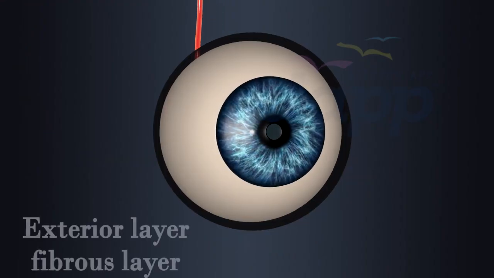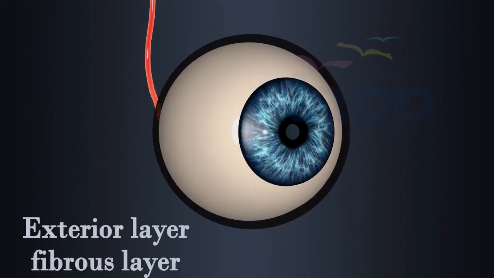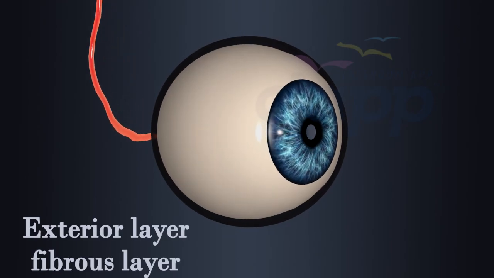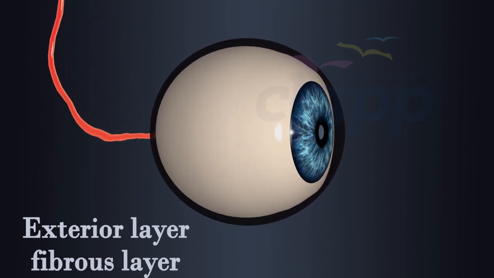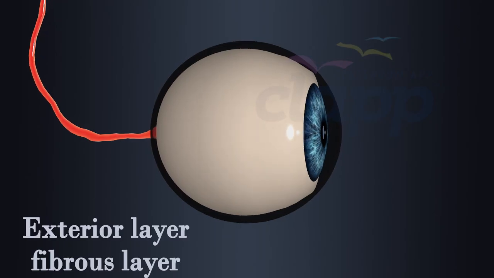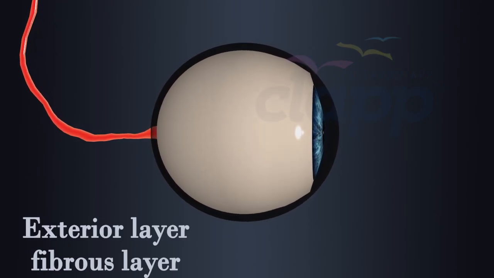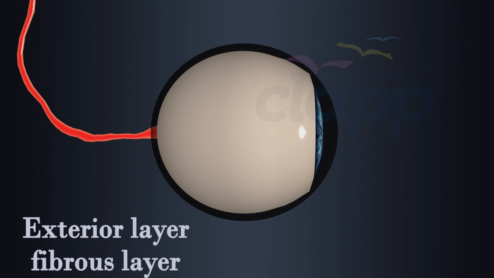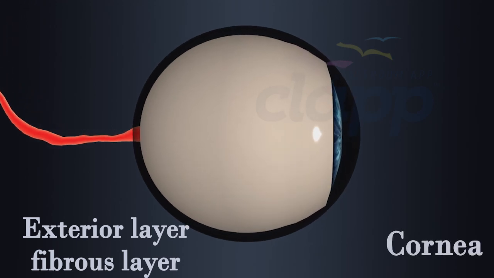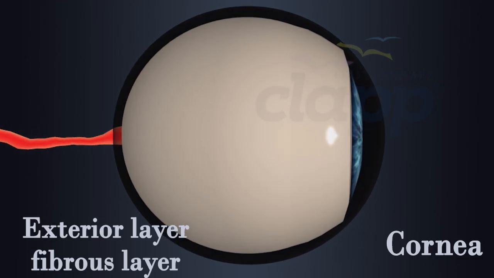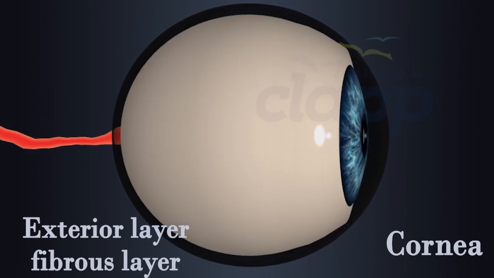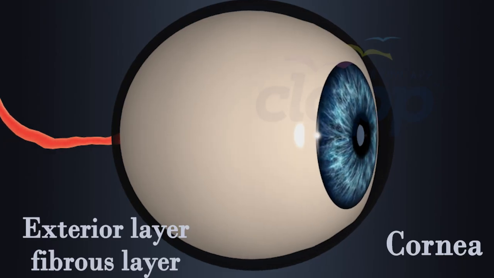Exterior layer. The outer layer of the eyeball is a tough, white, opaque membrane called the sclera. The white of the eye, made up of fibrous tissues. It is also known as fibrous layer. The slight bulge in the sclera at the front of the eye is a clear, thin, dome-shaped tissue called the cornea. It provides shape and protection to eyes.